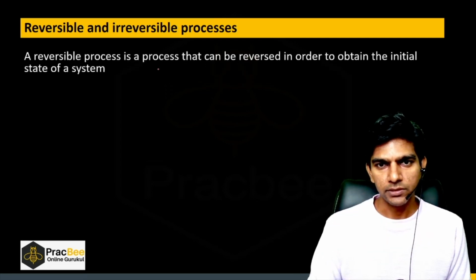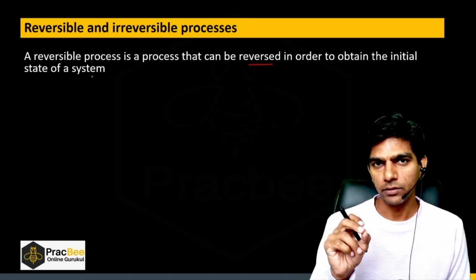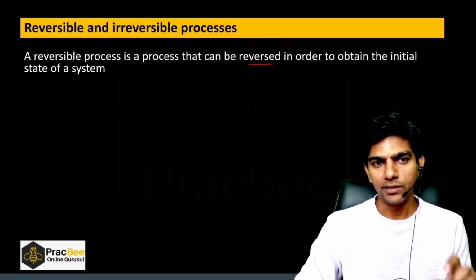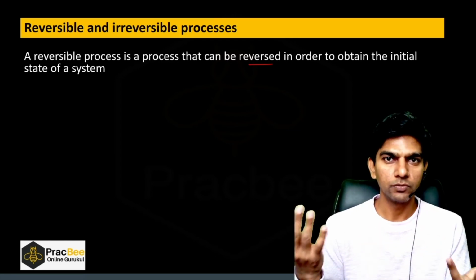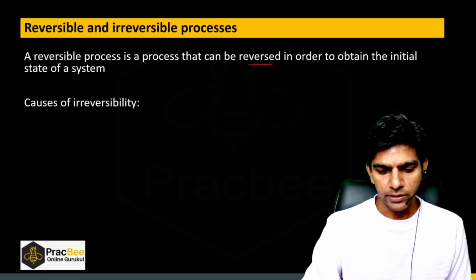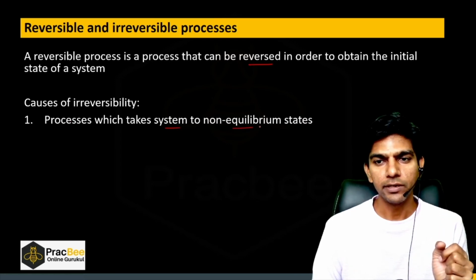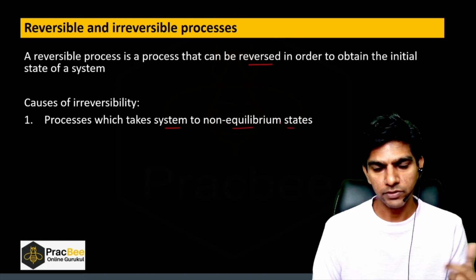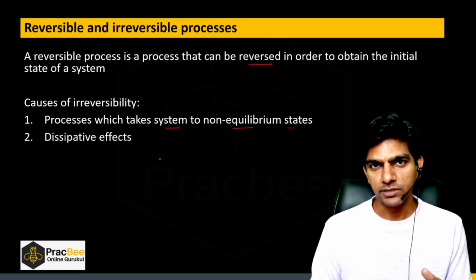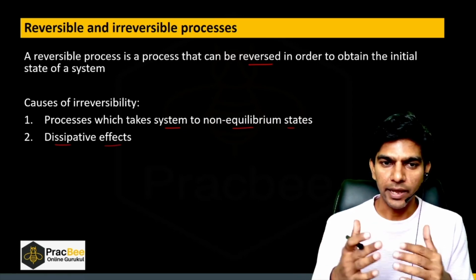Reversible processes are those processes that can be reversed in order to obtain the initial state of the system. So we can easily get back to the original state of the system. But irreversible processes are completely opposite, which cannot be reversed. For example, the explosion of a bomb is an irreversible process, right? Now, what causes irreversibility? There are a few causes. First, some processes take the system to non-equilibrium states. So it will increase irreversibility, and there will be some losses while the process is going on. There will be some dissipative effects, some friction, some viscous forces. So we can say it adds up to irreversibility.